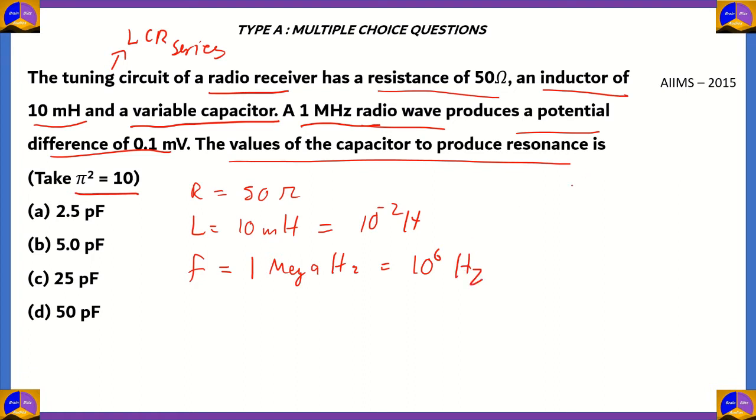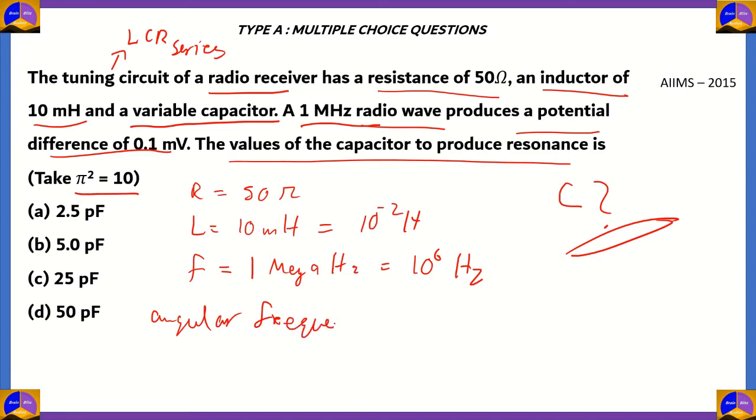We need to find the value of C. How do we find the value? Now here, the value for resistance and the potential difference is not required because the formula that we'll be using does not require these calculations. What we're going to be using is the formula for angular frequency.